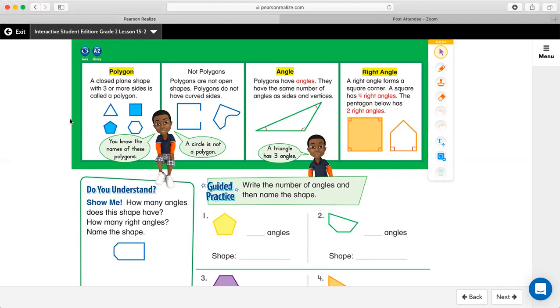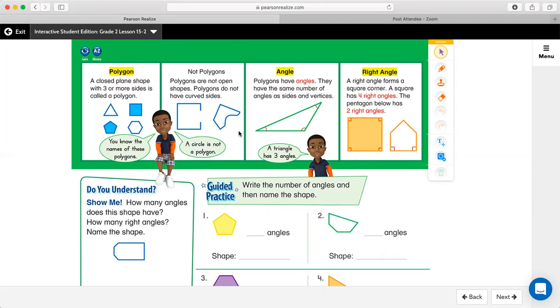Okay, shapes that you're very familiar with. These would be examples of a non-polygon. You can see here there's a space here, so this is not a closed shape. And this one has a curved side. Polygons cannot have curved sides. Therefore, this shape cannot be a polygon. So, if a polygon does not have curved sides, that means a circle is not a polygon.